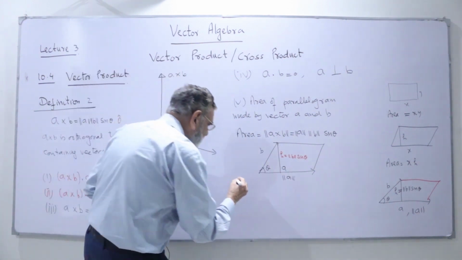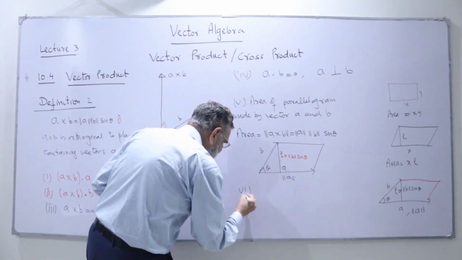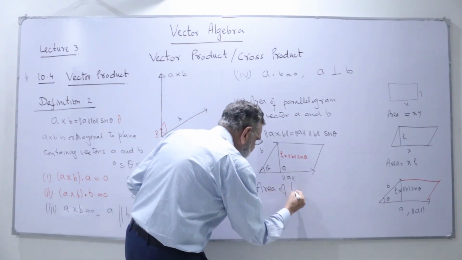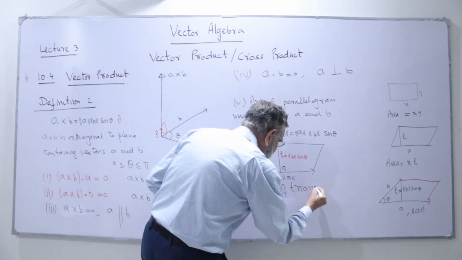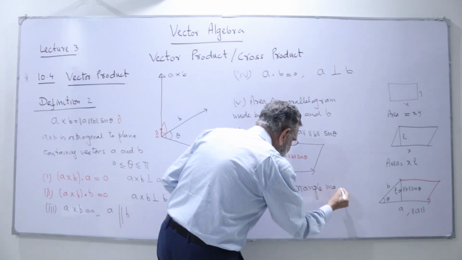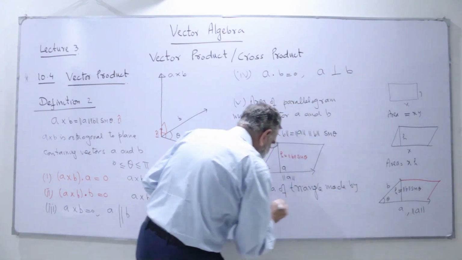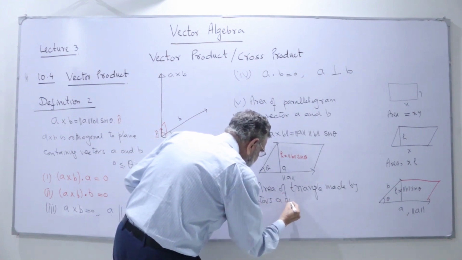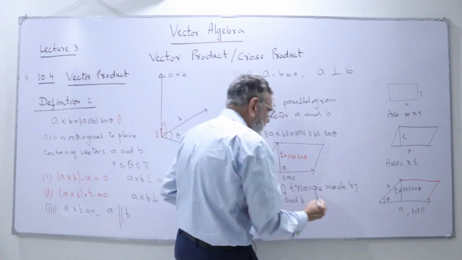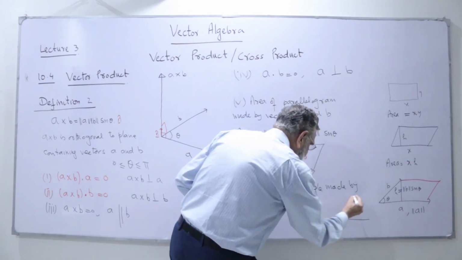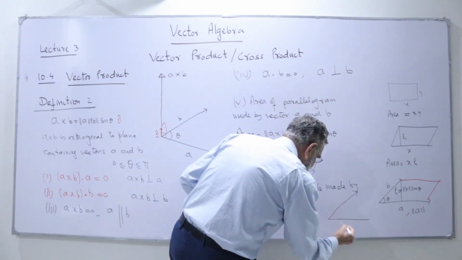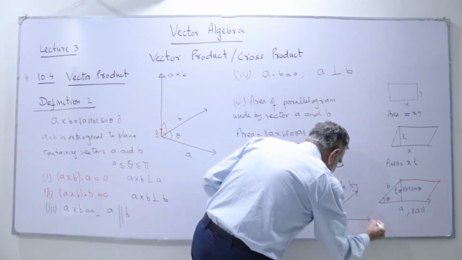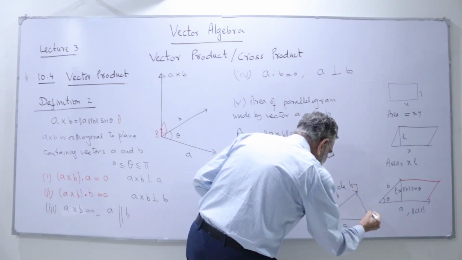Then we have a very interesting definition: the area of the triangle made by vectors A and B. If I have this vector, this is my vector A, and this is my vector B. I say this is my A, this is my B, and I join this one, this is my C.